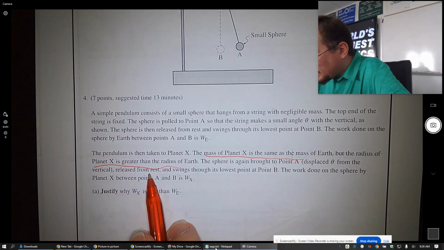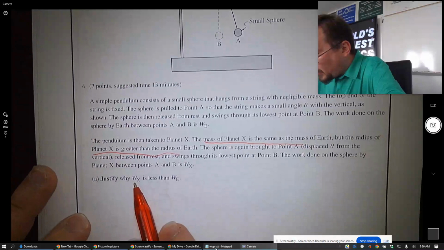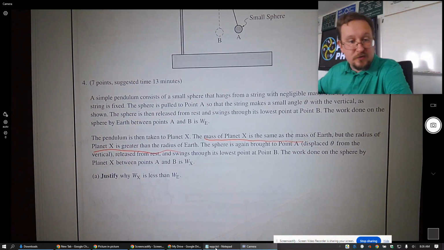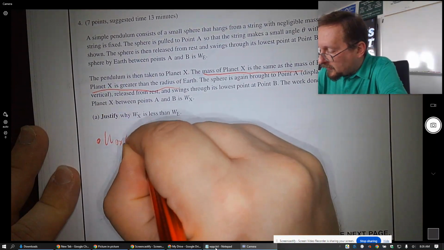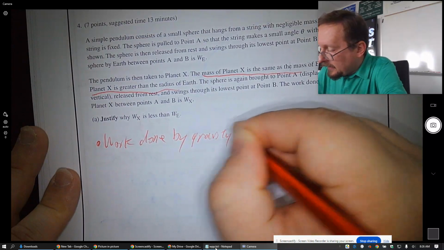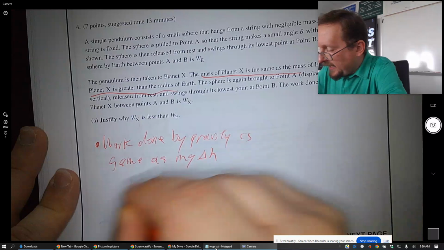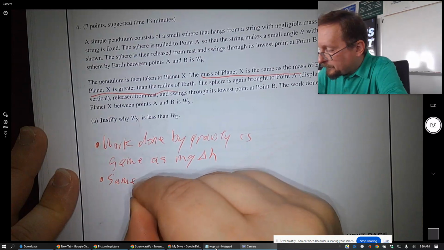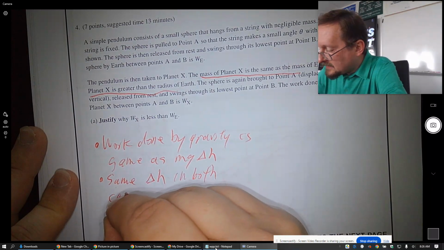All right. Released from rest and swings to its lowest point at point B. The work there. Justify why Wx is less than We. So here's what I'm going to say. I'm going to make the following two points. Number one, work done by gravity is the same as mg delta H. It's the same delta H in both cases.